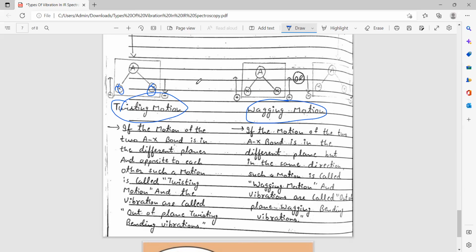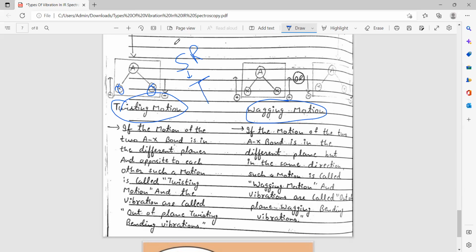So if you are confused about out of plane being classified into twisting and wagging, which one is in the same direction and which one is in the opposite direction? It is simply a trick. In scissoring motion, as you are seeing, in-plane scissoring motion, the two AX bonds are in the opposite direction. So scissoring motion is the same as twisting motion.